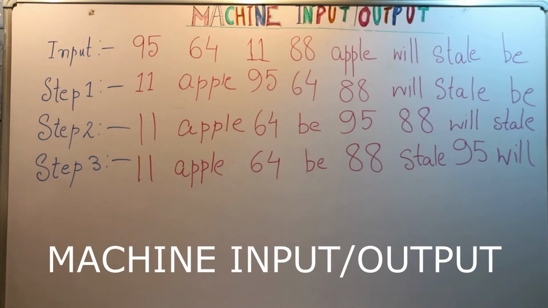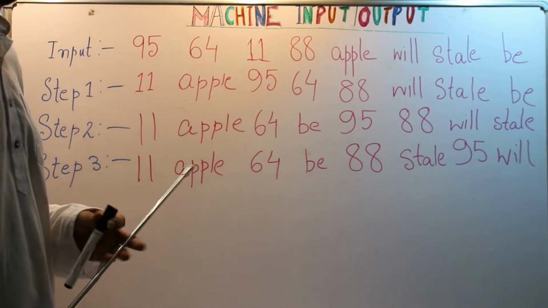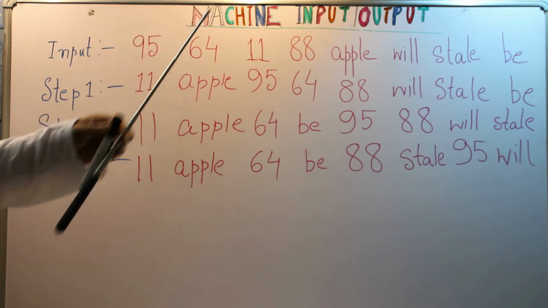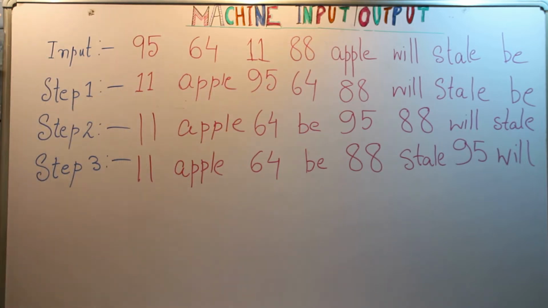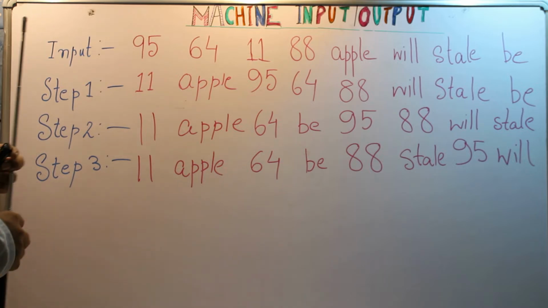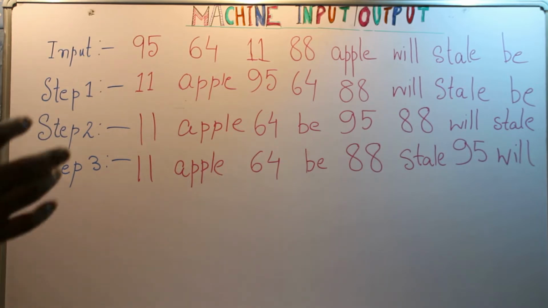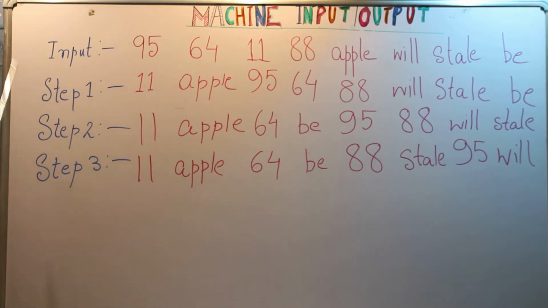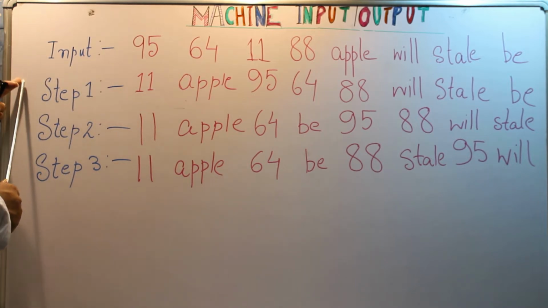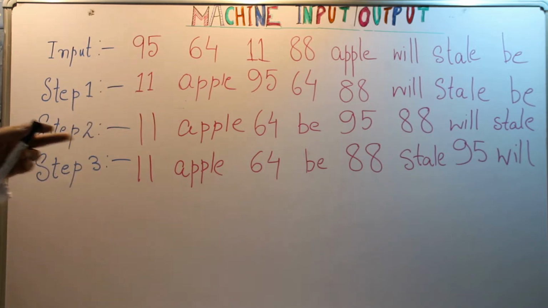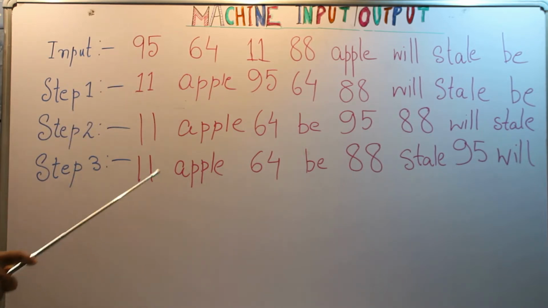This is an interesting topic from reasoning. The name of this topic is machine input output. Let's see how it works. Suppose we have given an input to the machine, or fed an input to the machine. The machine will follow a pattern and process this input in a number of steps to come up with the output, and the last step is generally the final output for the given input.